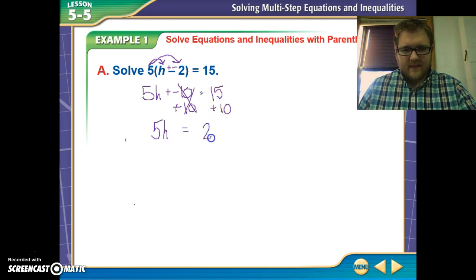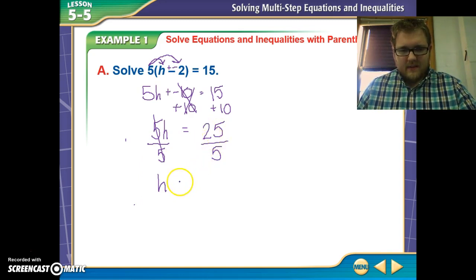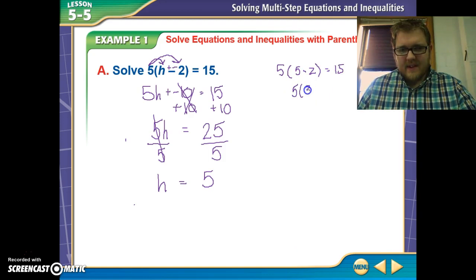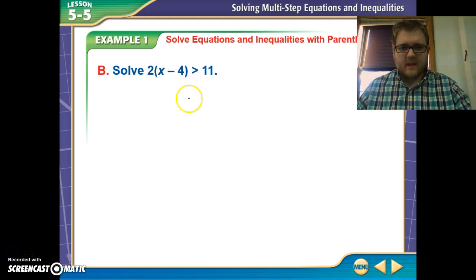15 plus 10 is 25. Now, since I'm multiplying, I'm going to do the opposite, which is divide. I'll divide the 5, divide the 5. So h is going to equal 25 divided by 5, or 5. And that's my final answer. If I double check, I can put 5 in for h, and we get 5 minus 2 in parentheses. So we have 5 times 5 minus 2 equals 15. So 5 times 3 equals 15, and we know that that is true. Our answer checks out.